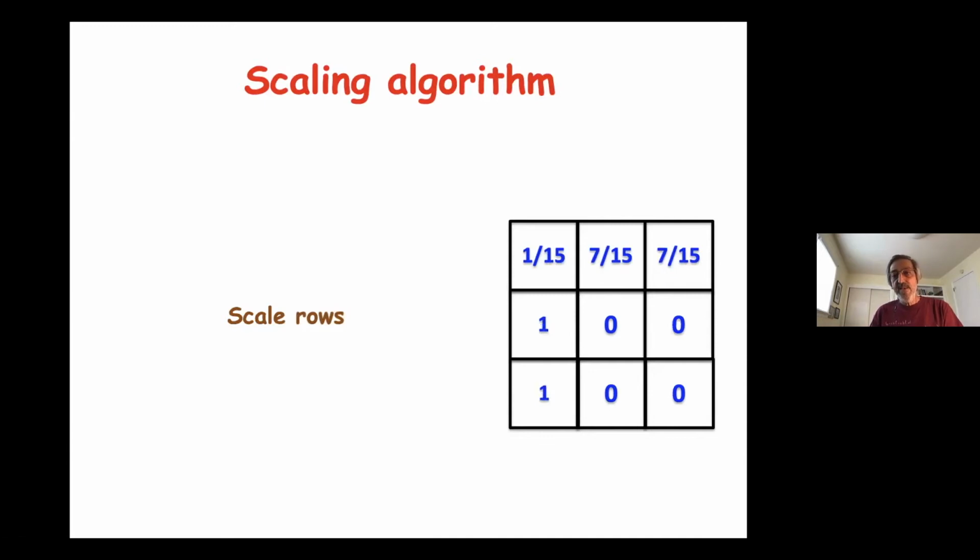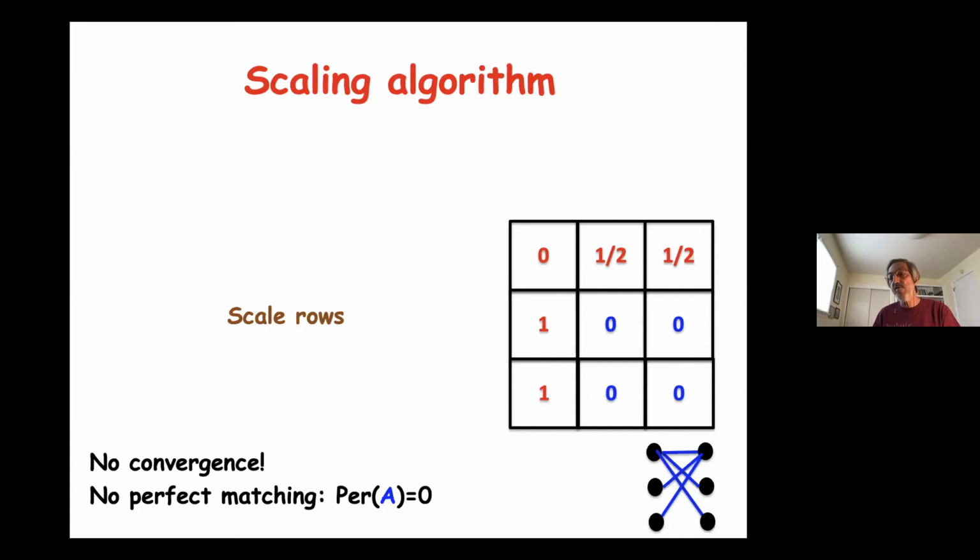And maybe you see where it's going, but I'll tell you. Eventually, you run into this cycle. It's not converging, this process. There's no convergence, but remember, I told you that this is the adjacency matrix of this graph, which has no perfect matching. So maybe it's good that this process doesn't converge and this graph does not have a perfect matching.